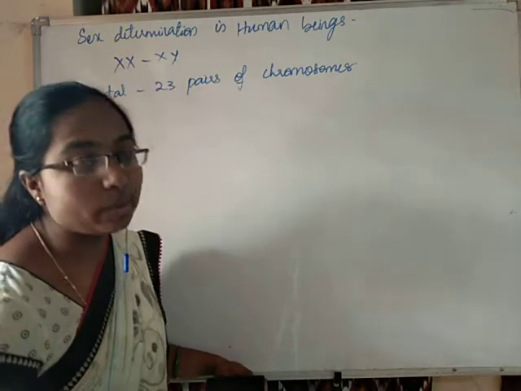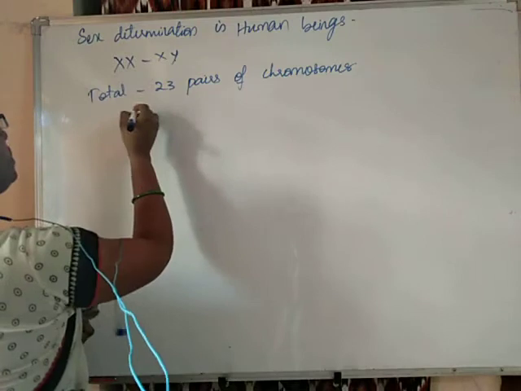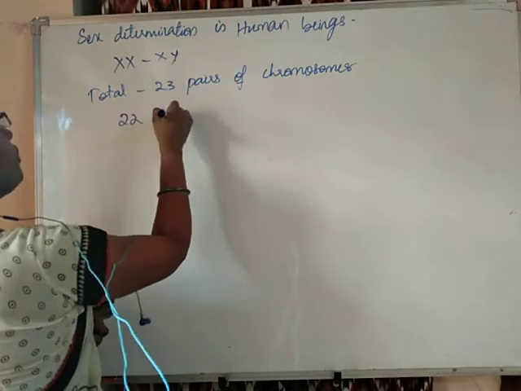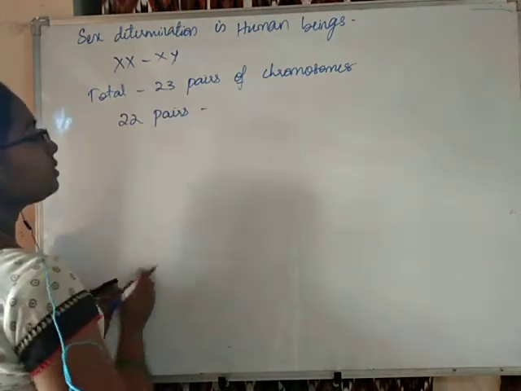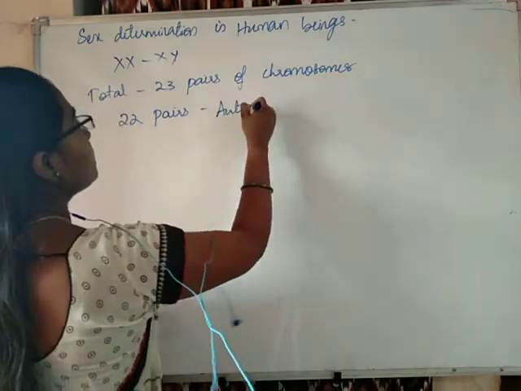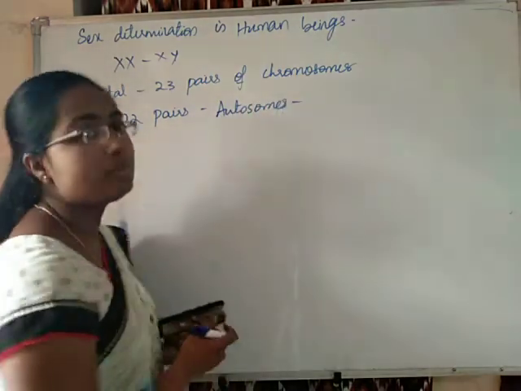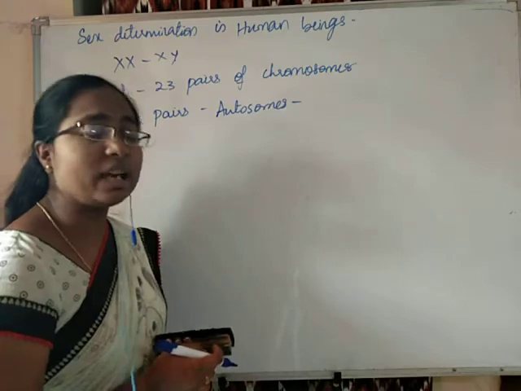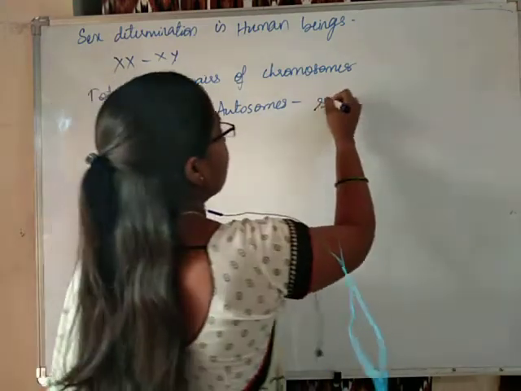Okay. So, out of these 23 pairs of chromosomes, the first 22 pairs are autosomes. The first 22 pairs of chromosomes are autosomes, which are the same in both males and females.